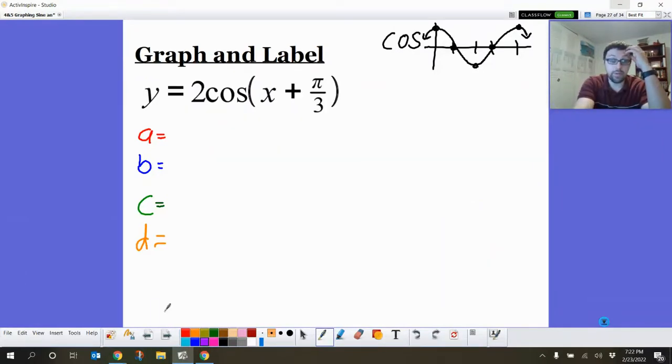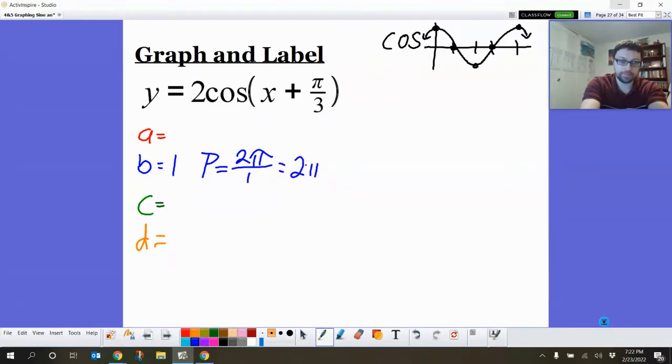In this one, we don't have anything really going on with B and C. They're behaving each other, especially since that B value is 1. We don't have major worries. So our period is going to be 2 pi over whatever our B value is, in this case 1, which is 2 pi. Our C value is going to behave itself, which is going to be a pi over 3. And since we're adding, we want to go to the left. This is all backwards and weird.